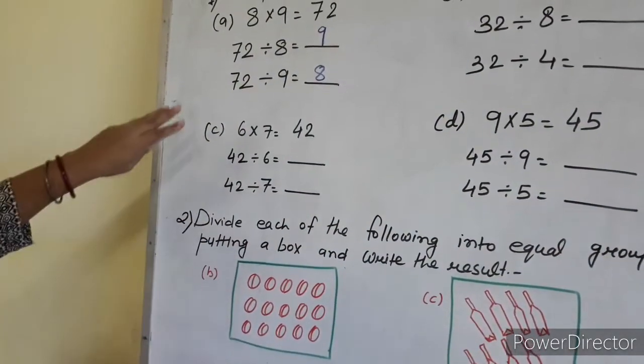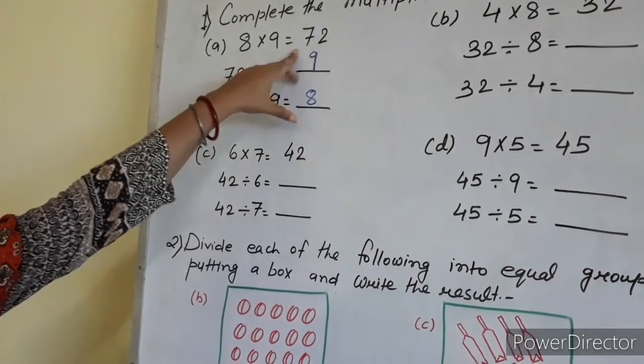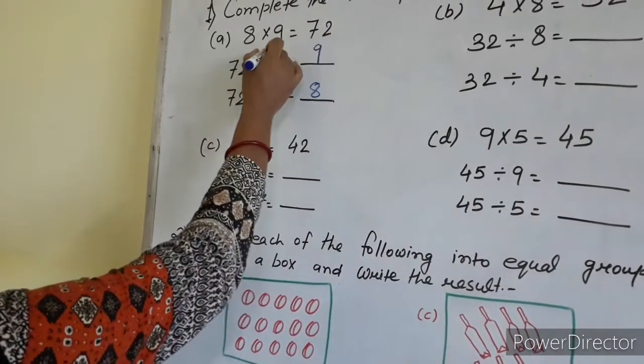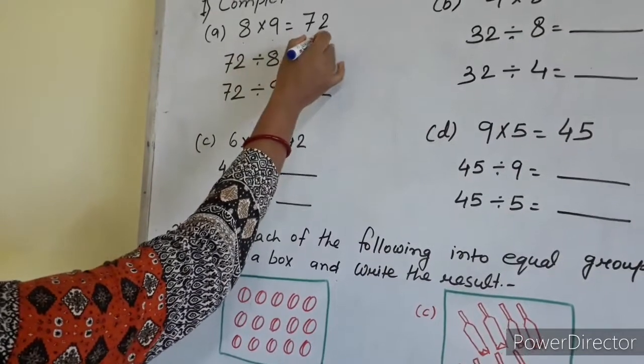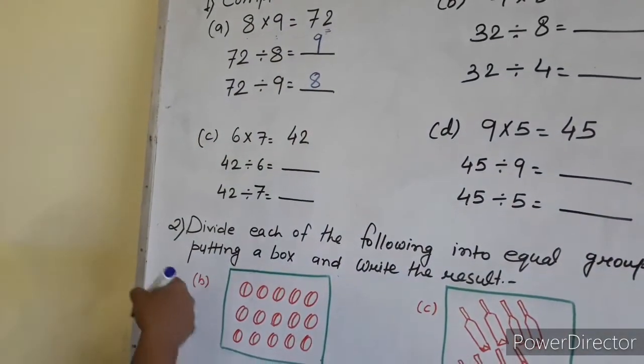In this way, in the multiplication it was already written. Then you can easily first divide this 72 by 8, then again divide this 72 by 9, and you get the answer. This is your division fact.